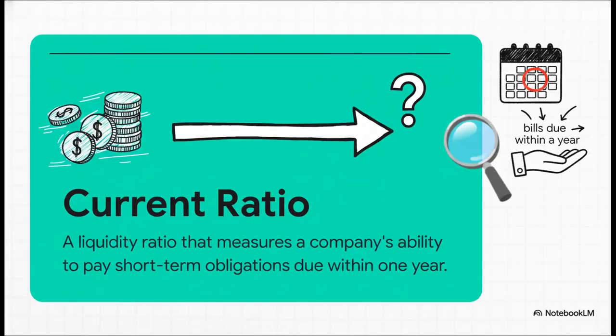At its core, the current ratio is all about short-term survival. It's asking a really simple but crucial question. Can a company pay all its bills that are coming due in the next year, using only the stuff it can turn into cash within that same year? It's a real can you weather the storm kind of metric.